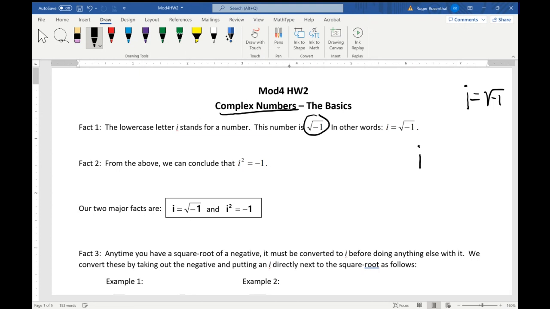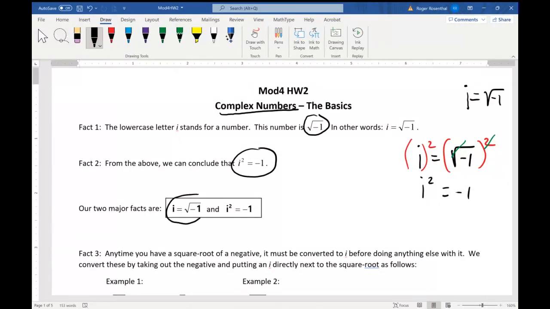Suppose you now take the fact that i equals the square root of -1, and for whatever reason you choose to square both sides. If you square both sides, the left side, of course, is i squared. The right side, remember, a square cancels a square root, and you get -1. So that gives us the fact that i squared is -1. So two important facts you need to know: i is the square root of -1, and i squared is -1 itself.